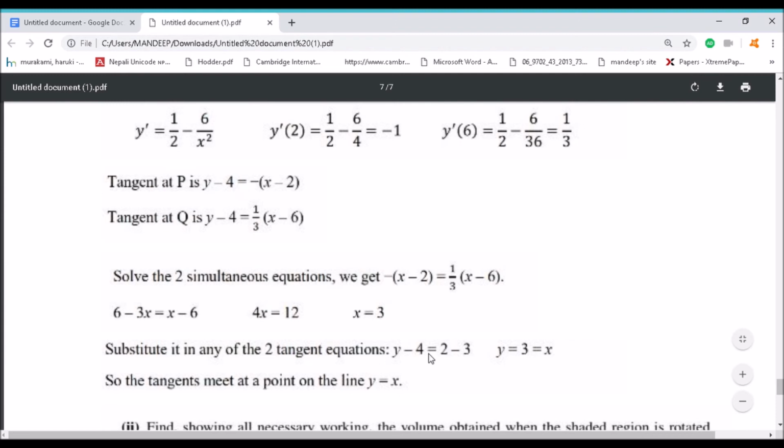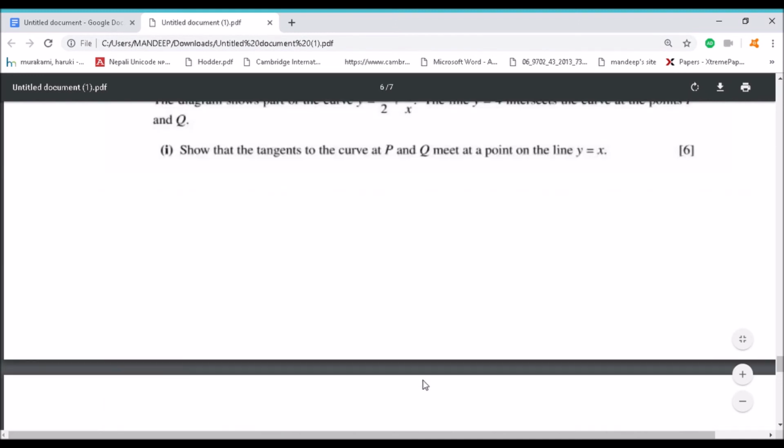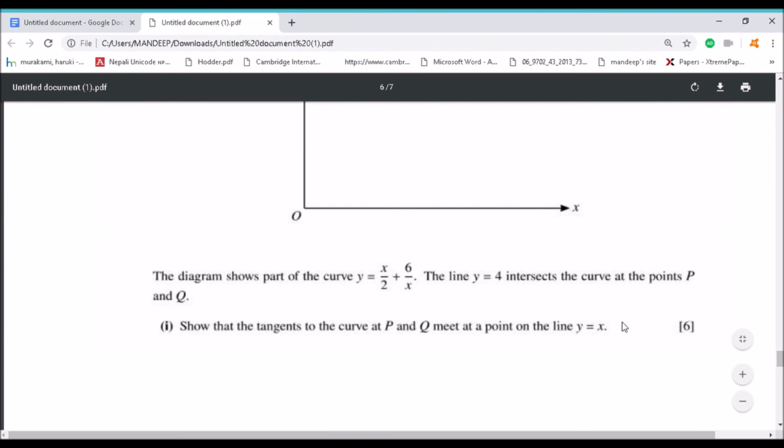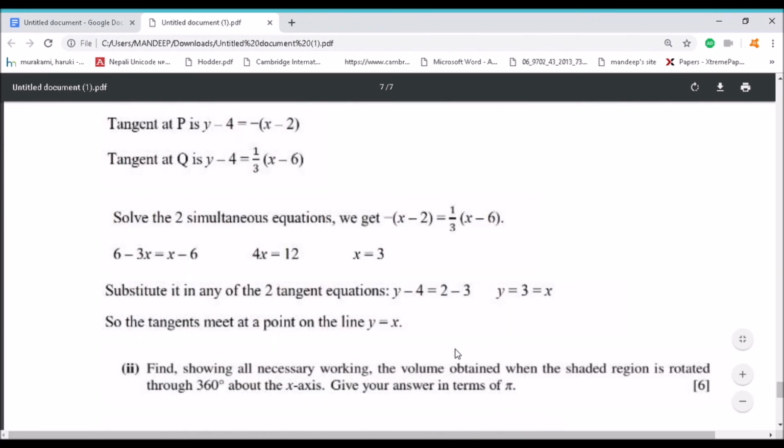So you will have 3 comma 3. So your answer will be 3 comma 3. So the tangents meet at a point on the line y equals x. So we proved that they meet at the point on the line y equals x, because they have y equals x equals 3.